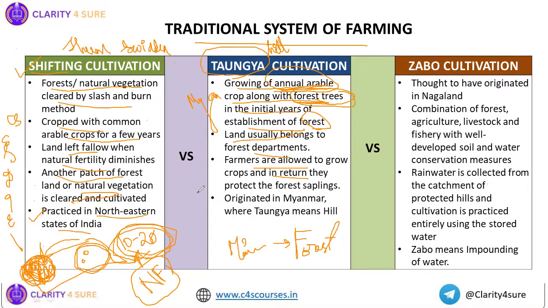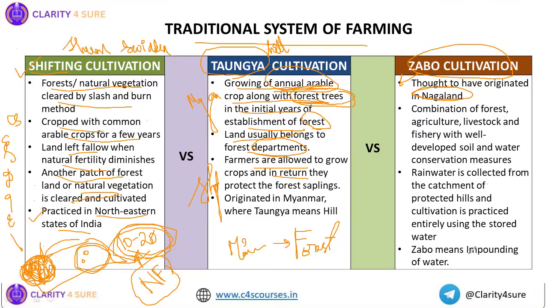So Tonga system, is it as destructive as the shifting? No, right? Because it is a rather good method of farming, where both the forest department and the farmers are benefited. They're mutually benefited. So this is about your Tonga cultivation. Next, we'll talk about Zebo cultivation.